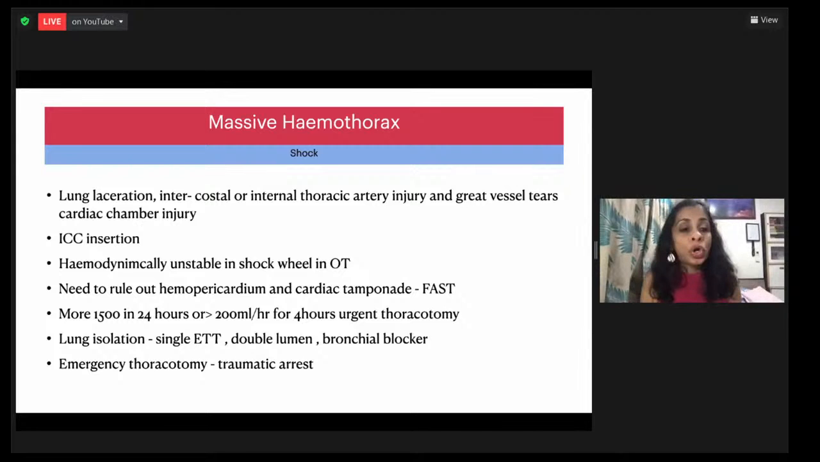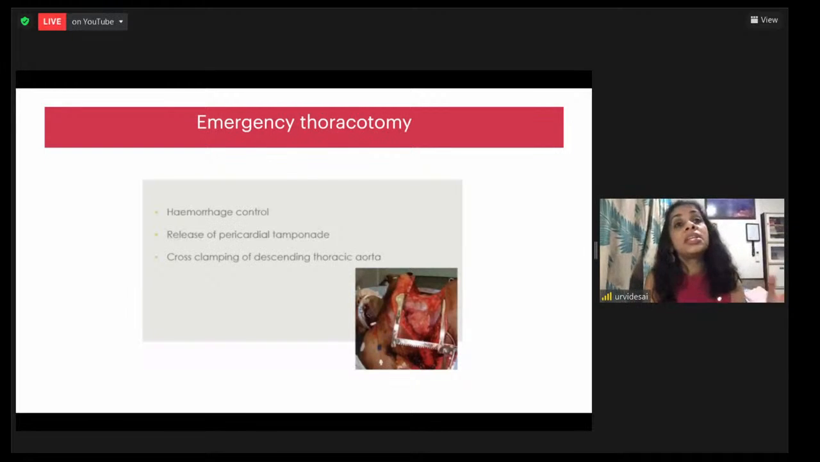What do we do at that time? Then there is something called an emergency thoracotomy. What is that? Without taking the patient to the OT, right there in the emergency department, the surgeon decides to cut the thorax open bilaterally. This is usually done to control the hemorrhage, to give internal cardiac massage, to release the pericardial tamponade, and to directly cross-clamp the descending thoracic aorta to stop the bleeding.